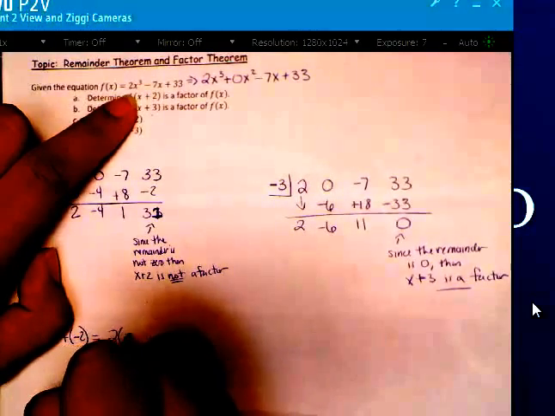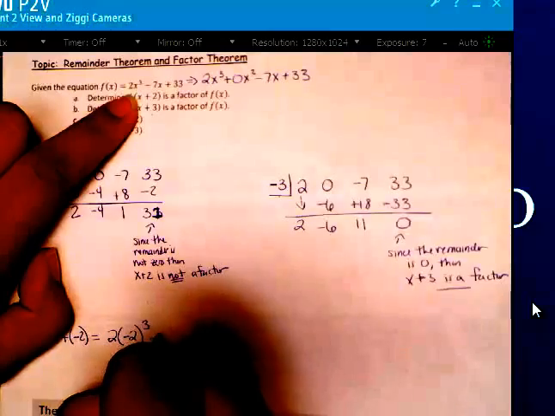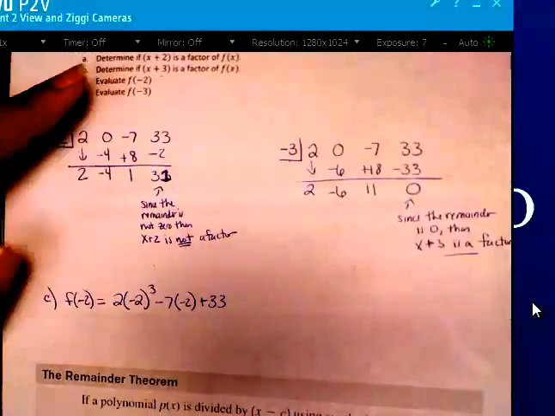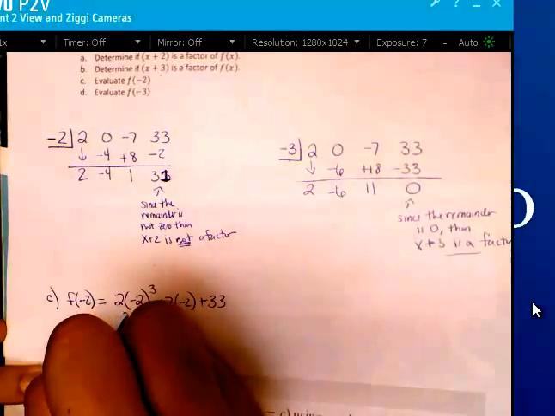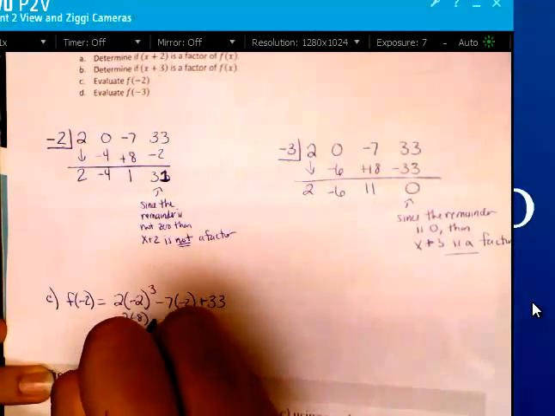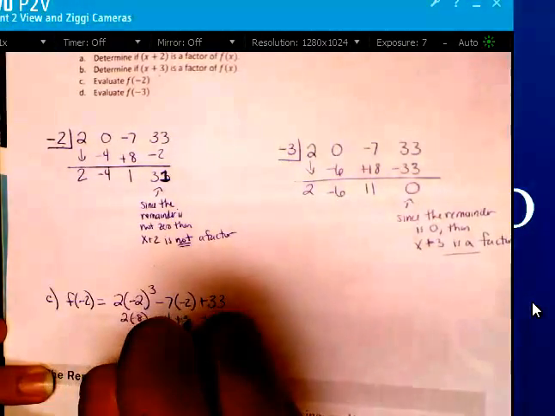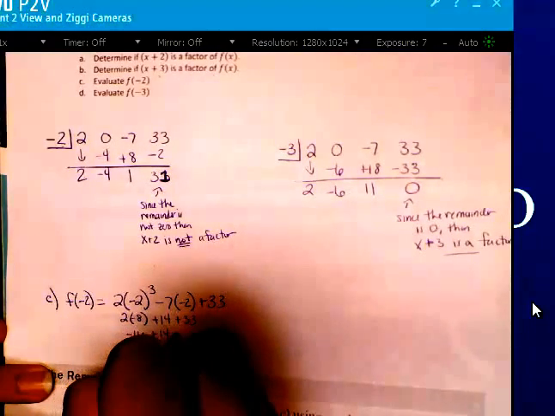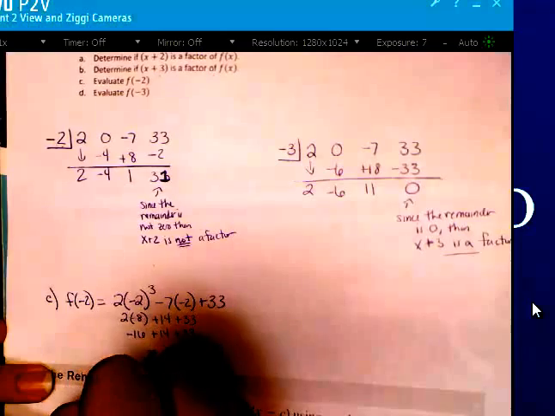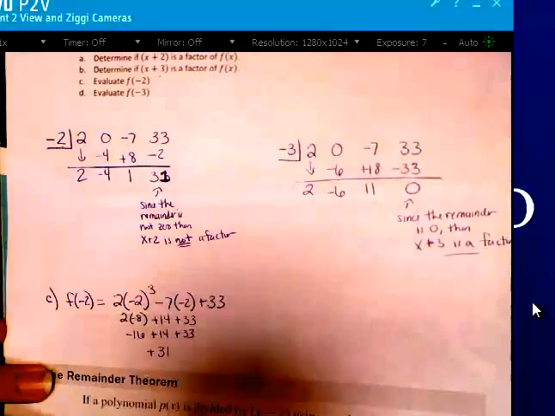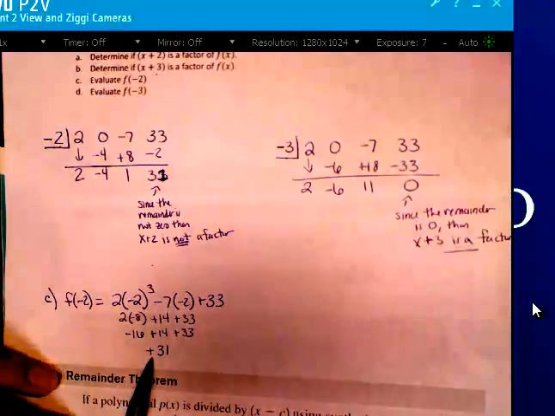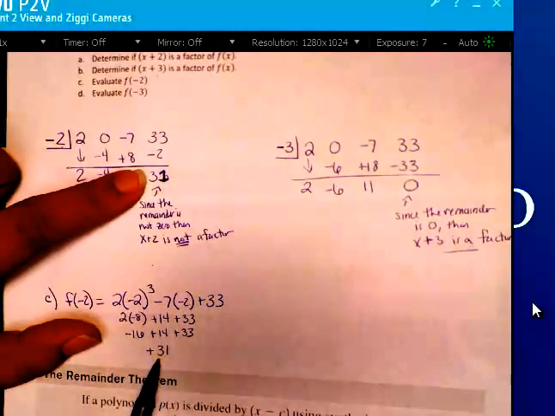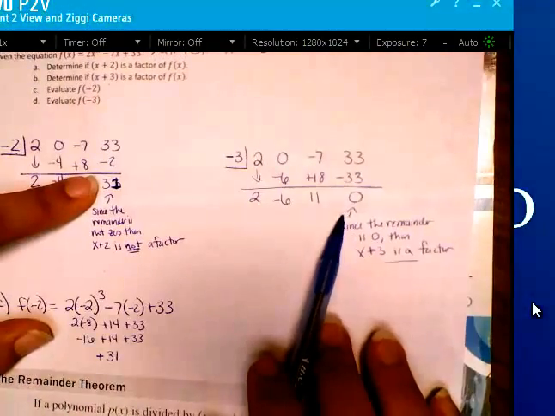So we get 2 times negative 2 cubed minus 7 times negative 2 plus 33. Multiplying this all out, we get 2 times a negative 8 plus a 14 plus 33 gives me negative 16 plus 14 plus 33 gives me a positive 31. Notice that it's the same result right here.